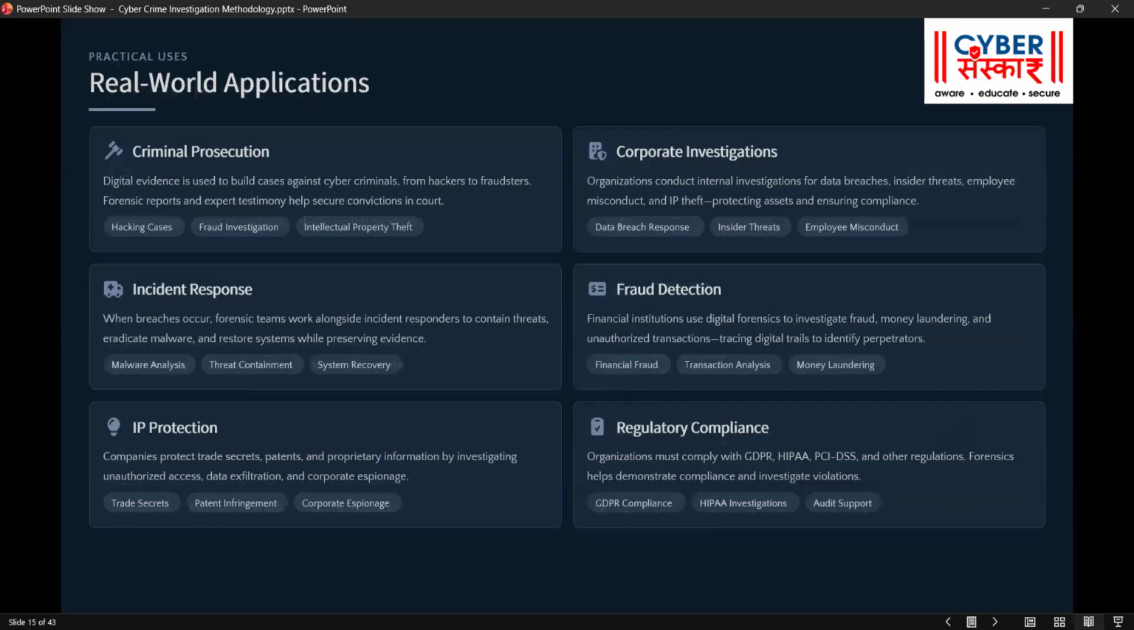Next is real world applications. Now, what are these? These are the practical uses, in fact. Real world applications. First is criminal prosecution. Digital evidence is used to build cases against cyber criminals. From hackers to fraudsters, forensic reports and expert testimony help secure conviction in court.